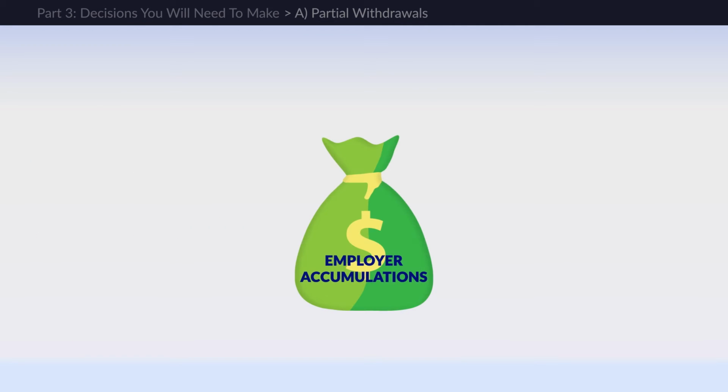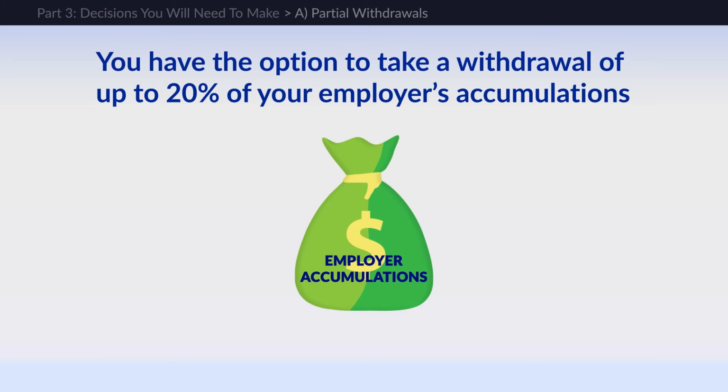For your employer accumulations, you have the option to take a withdrawal of up to 20% of your employer accumulations. The distribution options for your employer accumulations are the same.